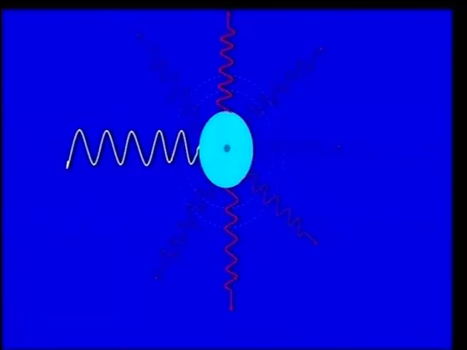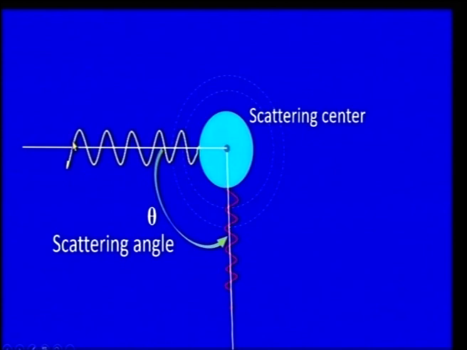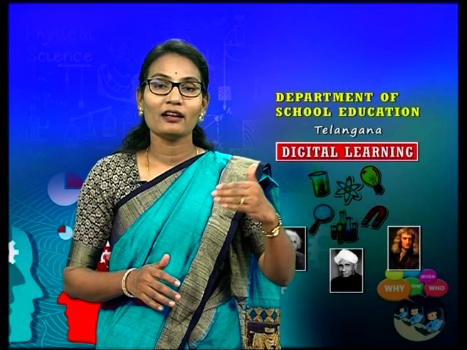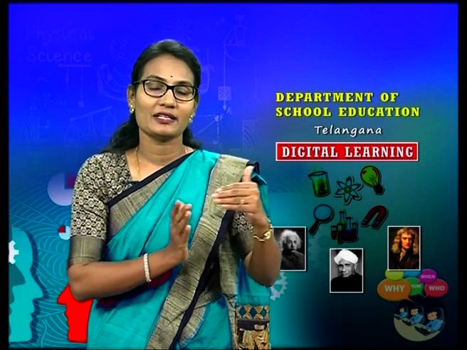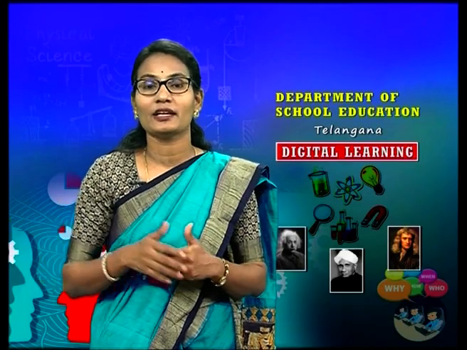So here also, the light rays scattered from the atom in all directions have different intensities. The angle between the incident light wave and the scattered light wave is known as the scattering angle. The intensity of this scattered light depends on the scattering angle. When the angle of scattering is near 90 degrees, the intensity of scattered light is greater. When the angle of scattering is less than 90 degrees or greater than 90 degrees, the intensity decreases.